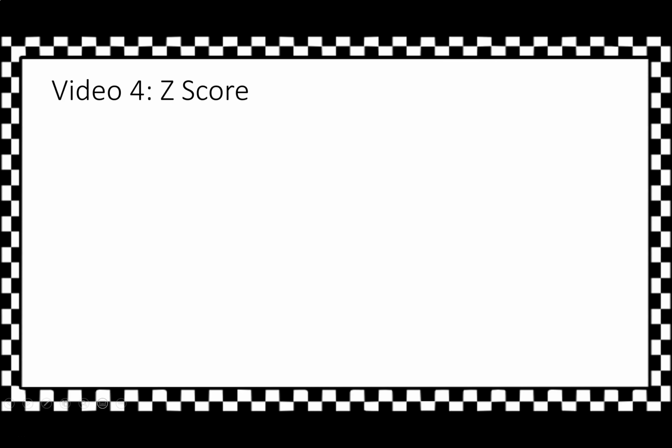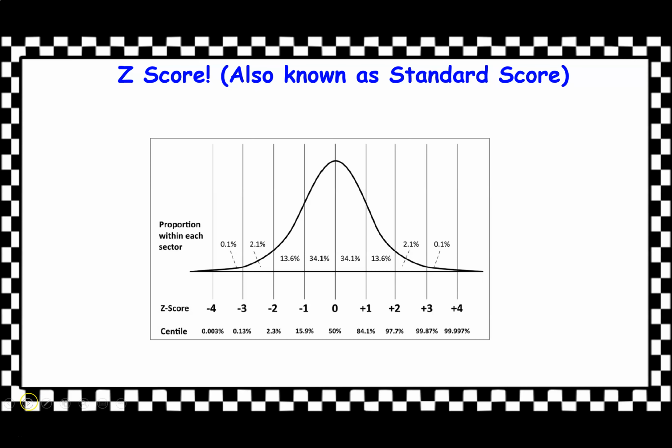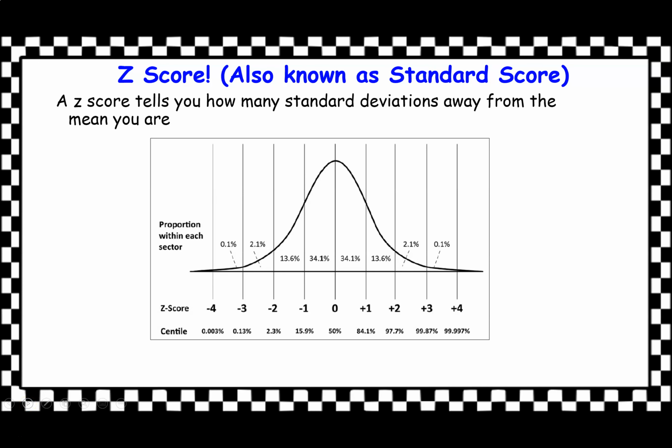All right, let's go ahead and start video 4, z-score. A z-score, which is also known as a standard score, however, we're only going to refer to it as a z-score for the rest of the day. A z-score tells you how many standard deviations away from the mean you are. Well, let's add some numbers to this example. Let's say the average test score on our first test is an 88, and the standard deviation is 2.